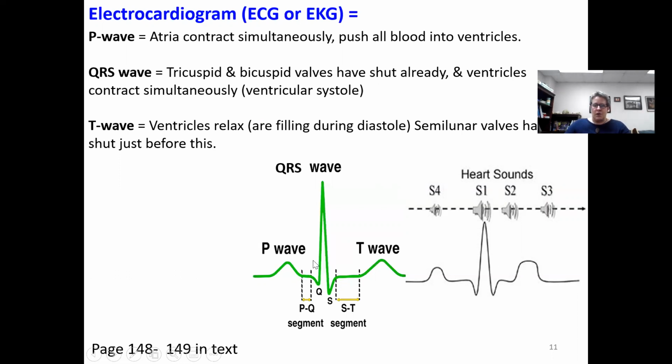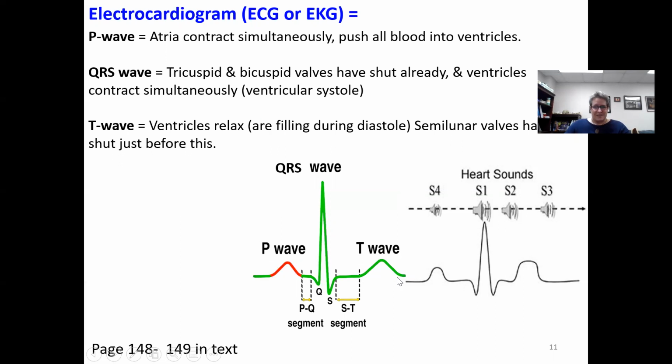Then the QRS wave is a very big deflection of when the ventricles are contracting. So this is ventricular systole. Then the T wave over here is showing ventricular diastole, when the ventricles are relaxing and filling with blood. So, P wave, both atria contract. QRS, both ventricles contract. That's ventricular systole. T wave, the ventricles are relaxed and filling with blood.